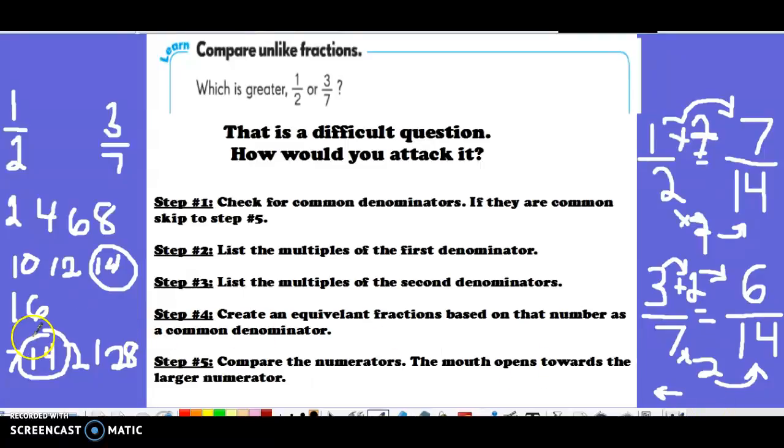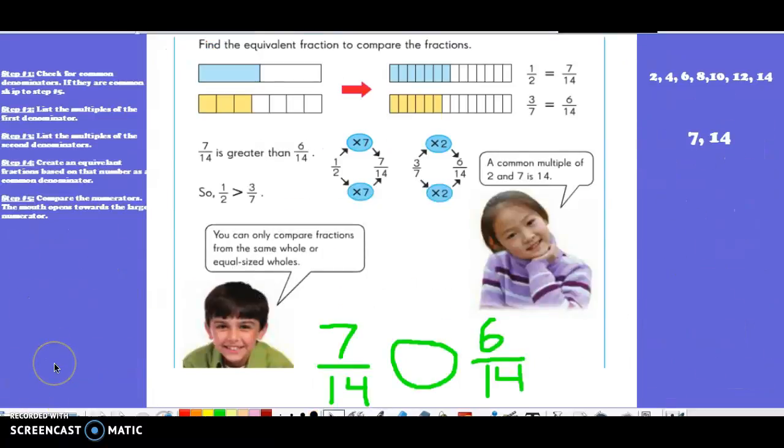Let's take a look at what that looks like. On this page, you can see visual representations of finding an equivalent fraction for 1/2 and 3/7 in order to get 7/14 and 6/14. You can also see the steps that I took over here on the left to create the same exact fractions, listing the multiples, then creating an equivalent fraction of 1/2, which was 7/14, and another equivalent fraction to 3/7, which was 6/14. And now I'm ready for step 5.